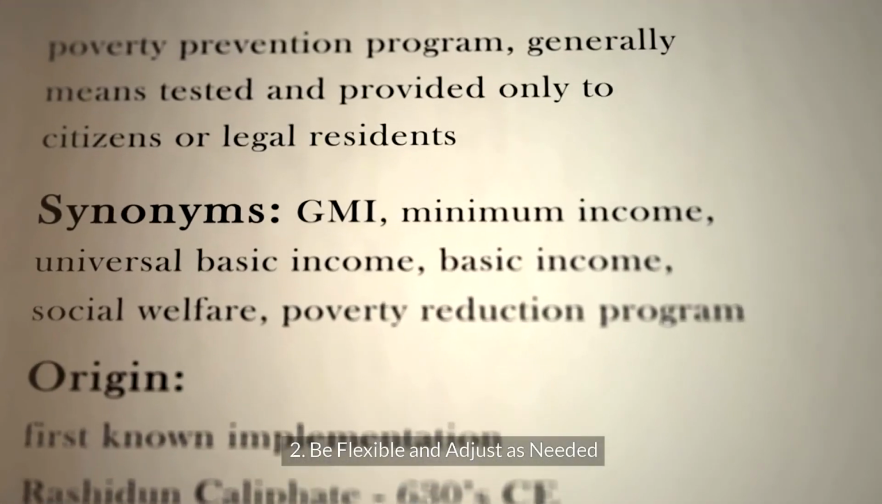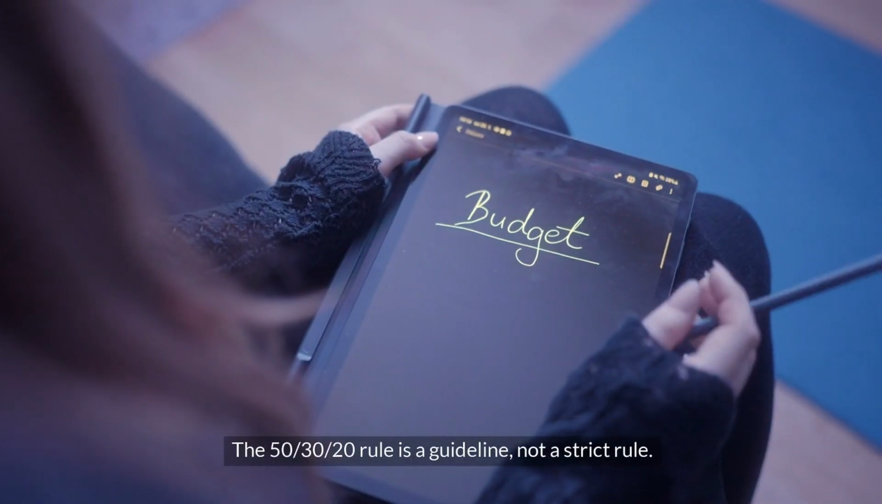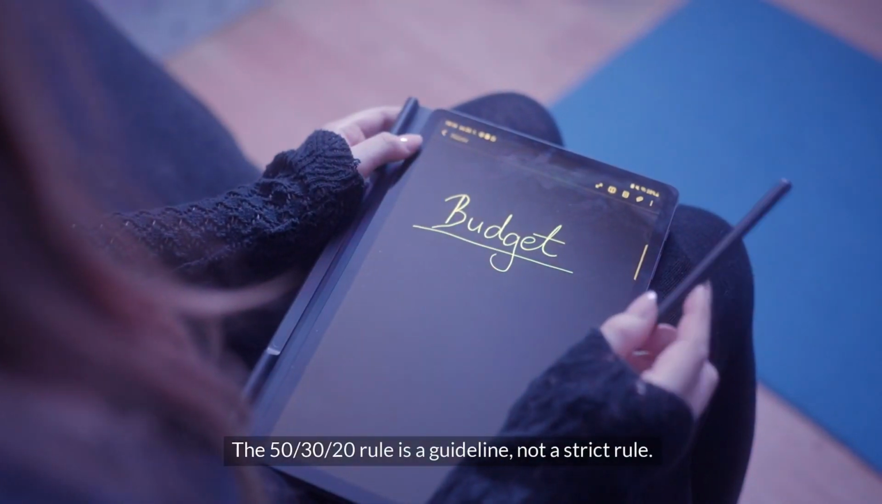2. Be flexible and adjust as needed. The 50/30/20 rule is a guideline, not a strict rule.